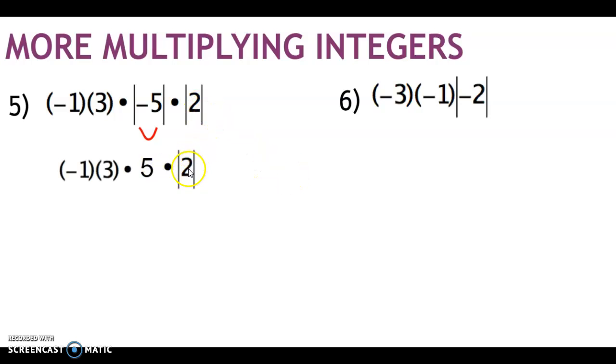Now let's do this absolute value. The absolute value of 2 is just 2 because it's 2 units away from 0 on the number line. All right, bring everything down. Now we're really just multiplying all these numbers together.